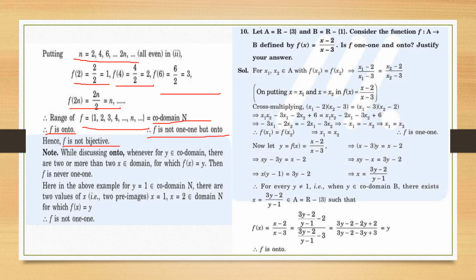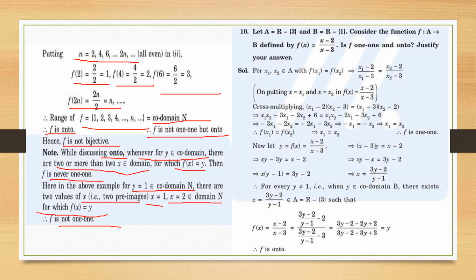And while discussing onto, if for y belonging to the codomain there are two or more than two x belonging to the domain for which f of x equals y, then it is never going to be one-one. Here in the above example, for y equal to 1 belonging to codomain N, there are 2 values of x, two pre-images, x1 and x2 belonging to domain N, for which f of x equals y. Because the result is described separately for odd and even, it is not one-one.